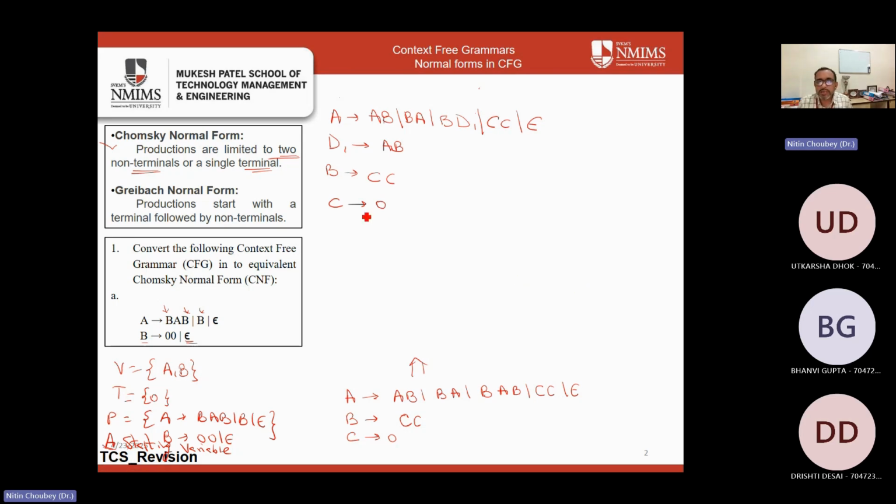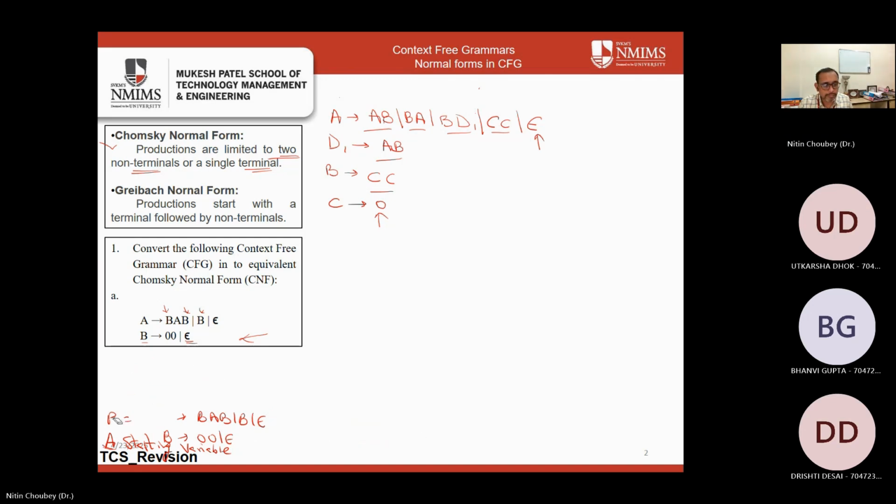Now, this resultant grammar contains either two variables or a single terminal. So this is an equivalent grammar in CNF form to the original grammar which was given to us as a question. Any queries on this? If you have any queries, please let me know. Good.